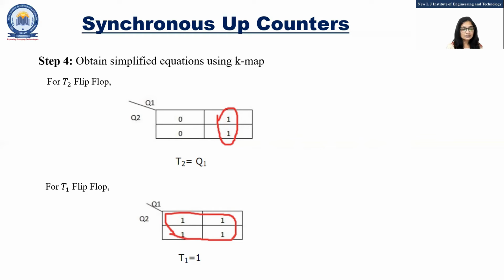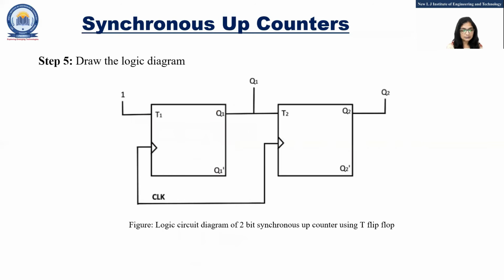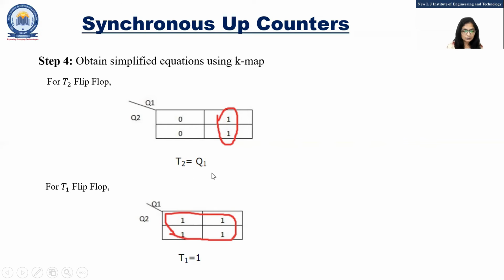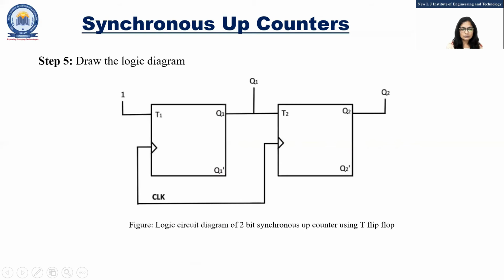Now the next step, number 5: draw the logic circuit diagram from these equations. T2 is Q1 and T1 is equal to 1. So we know we have to use 2 flip-flops for a 2-bit synchronous up counter. T1, Q1, Q1 dash, T2, Q2, Q2 dash. And this is the clock. This is a synchronous counter, so the clock is given simultaneously; the clock is the same for both the flip-flops. Fine.